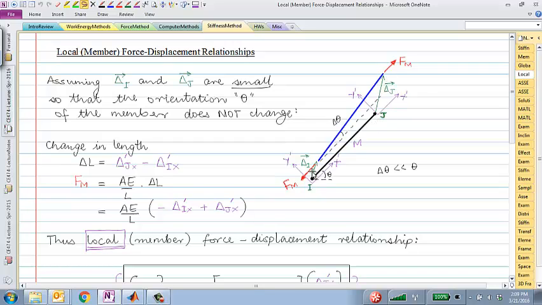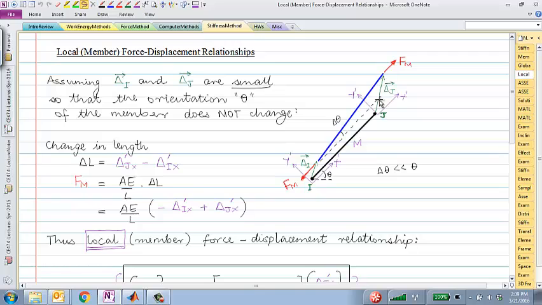So this node I goes to this location, this node J goes to this location. I'm denoting those two vectors as this delta I vector and this delta J vector. Both of these delta I and delta J have two components, delta IX, delta IY, and delta JX, delta JY. So the idea here is, how do I relate this force in the member to these two displacements?